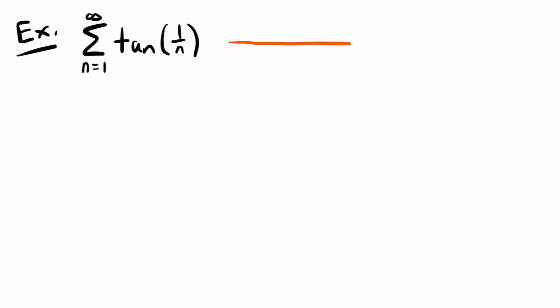And so the series that I'm going to pick here, I'm just going to choose the harmonic series, or the p-series, where p is equal to 1. So that's just 1 divided by n.